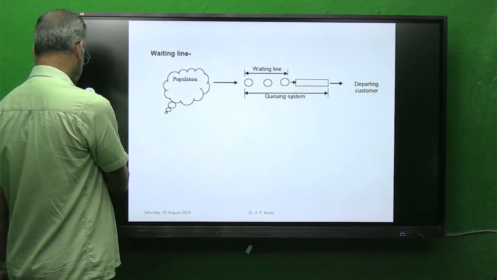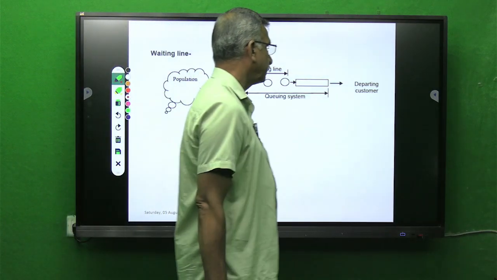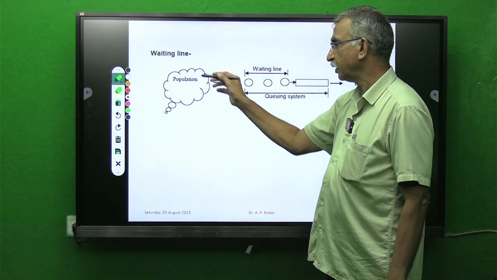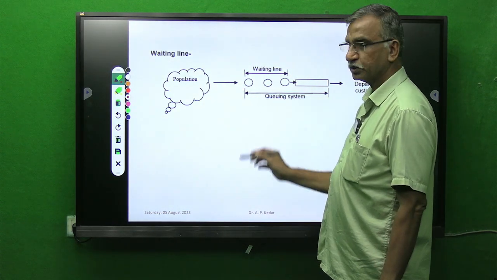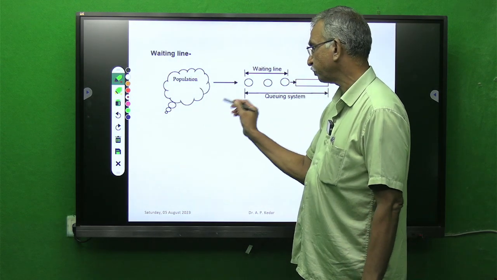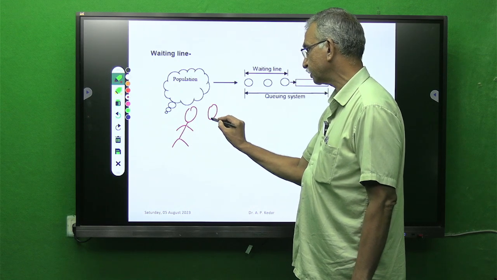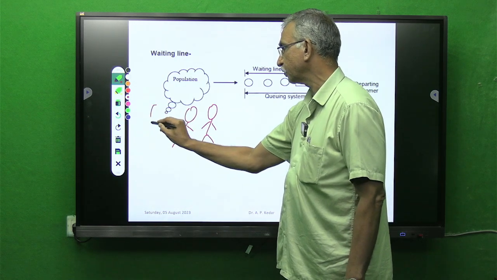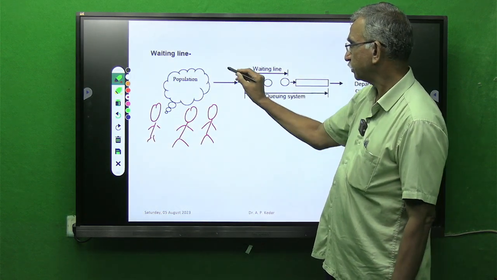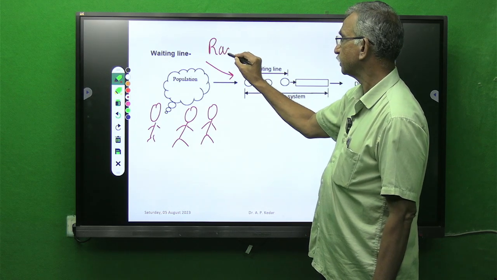Now this is a very generalized sketch to portray and explain the waiting line situation. We know that this is the population available across the globe, and the person who wants to join this service comes from this population. So we know that the persons who are willing to get the service join this on a random basis.